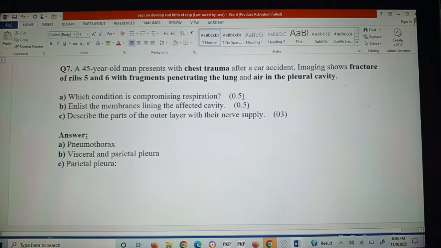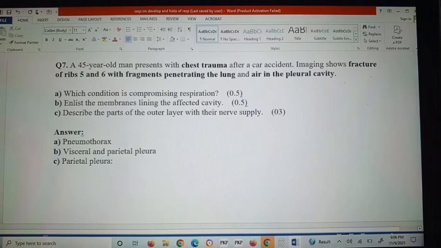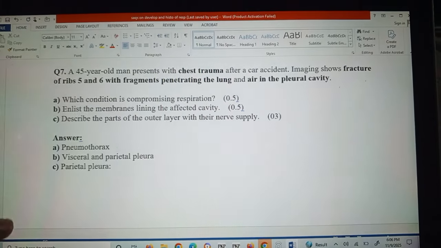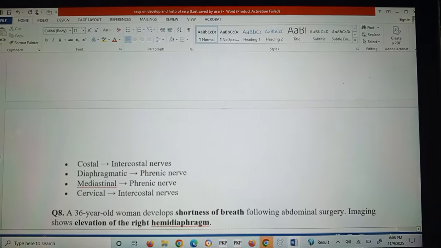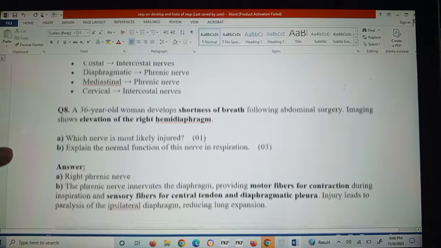Imaging shows fracture of the 5th and 6th ribs with fragment penetrating the lung and air in the pleural cavity. Which condition is compromising respiration? Pneumothorax. The membranes lining are visceral and parietal pleura. Parietal pleura contains costal by the intercostal nerves, diaphragmatic and mediastinal by phrenic nerves, cervical by intercostal nerves.